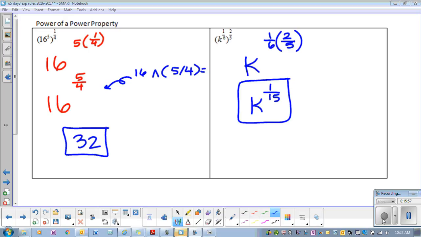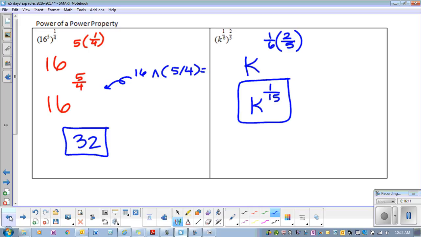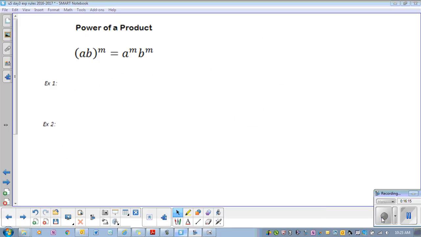Questions about this? I'm glad you understand. All right, so let's look at the next one. Go back to your purple sheet. The next one on our purple sheet is power of a product.